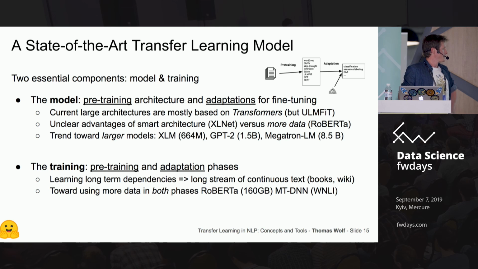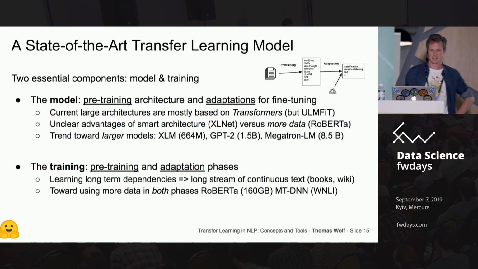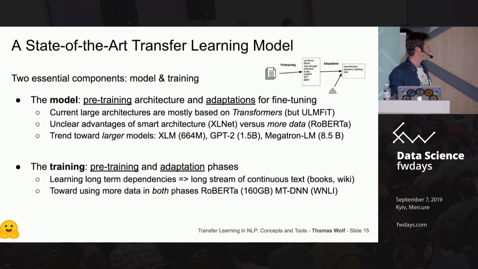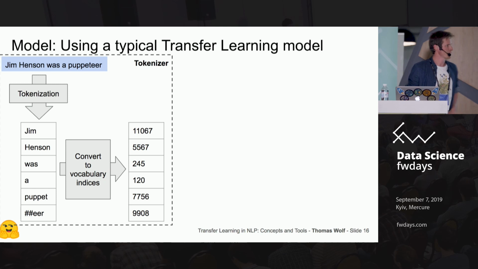Here also during training, there is a huge trend toward using more data in both phases. So you use as much data as you can during the pre-training, and also as much data as you can during the adaptation. So here, Brandon made a cool speech about that, taking care of your data, having more data. So this is something that's very important for us. And the quality of the data is also very important. So let's take a look at how it looks.